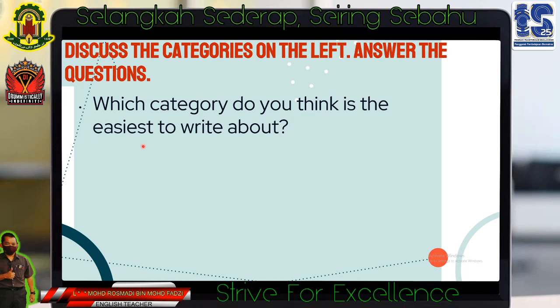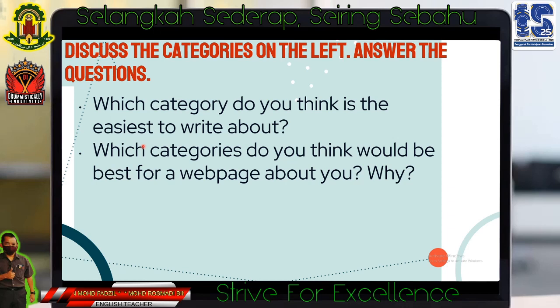Okay, question 2, salin juga. Which categories do you think would be best for a web page about you? Why? Kategori mana pula you rasa best kalau you nak tulis web page? Yang tadi paling senang. Now yang best about you. And tell me, write down the reason why. Kenapa?